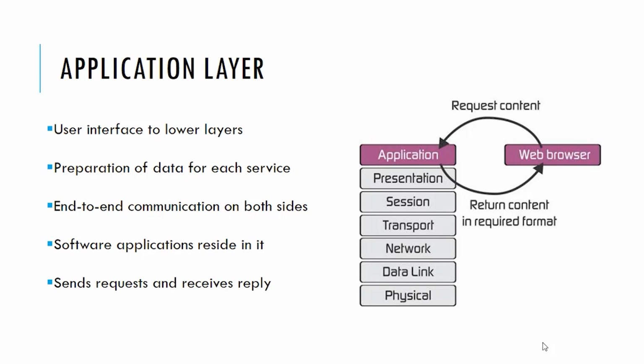The application layer is the actual layer that sends the requests at the sending process, and the actual layer that receives the reply at the receiving process. It's the layer that takes the request from the user, passes it to the lower layers, and receives the reply arriving from the lower layers and presents it to the user in a readable and understandable form.